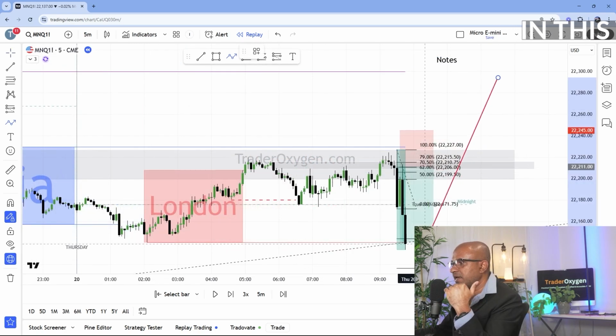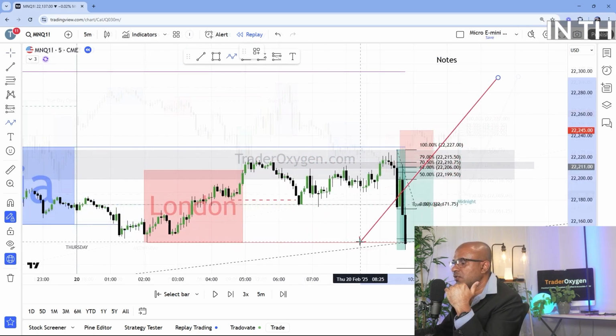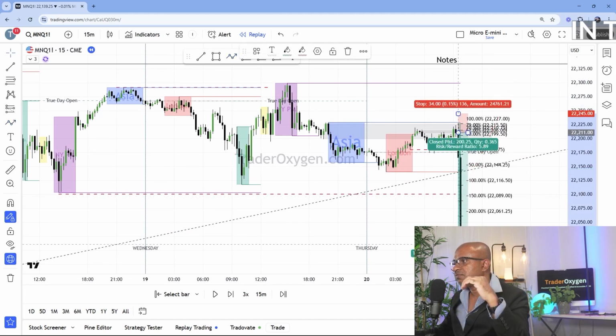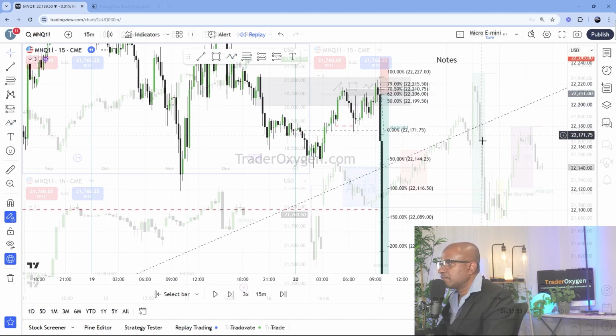So this is where we take our first partial profits at London lows. Profit here as well. This is where we exit our trade for 1 to 5 risk to reward.